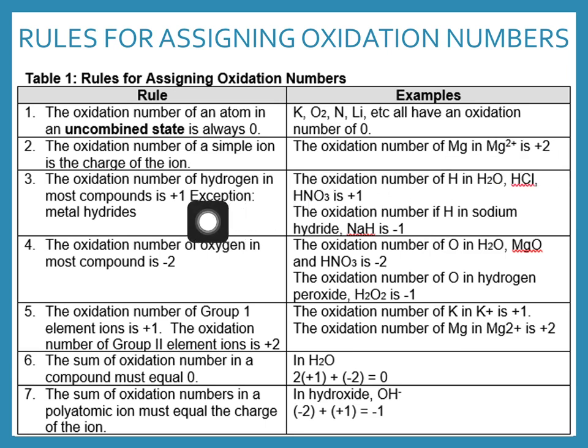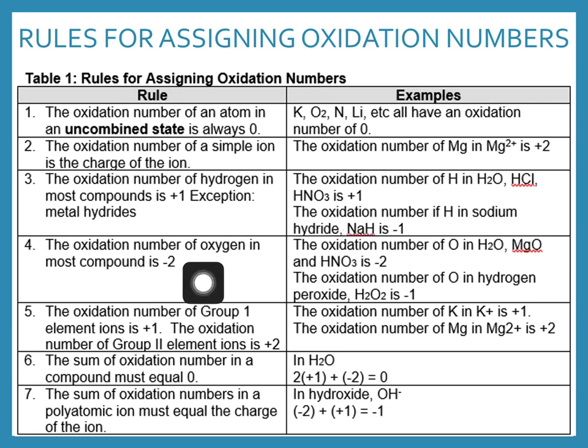Hydrogen is generally +1, but there are exceptions when it is combined with a metal to make a metal hydride. So for example, sodium hydride. Over here, the sodium gets the +1, which comes from this rule, and the hydrogen is a -1. Or we could figure out that the sodium is a +1, because our exception here tells us that hydrogen is a -1 when it is with a metal.